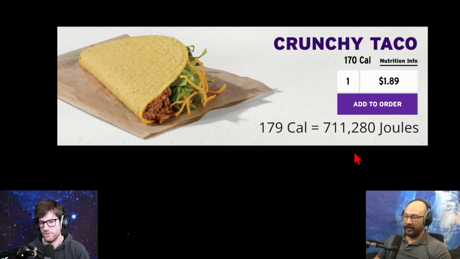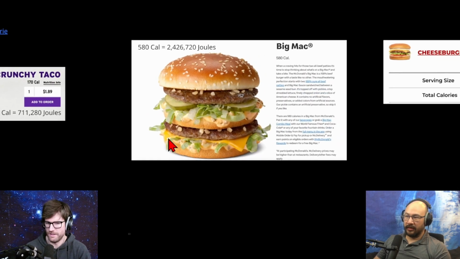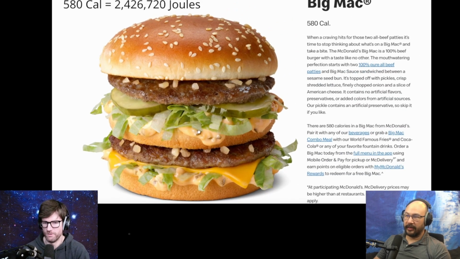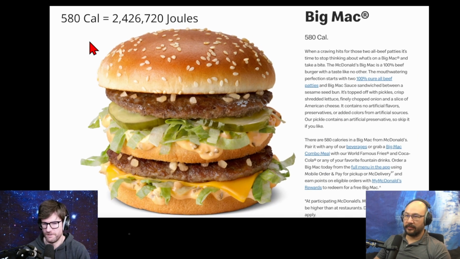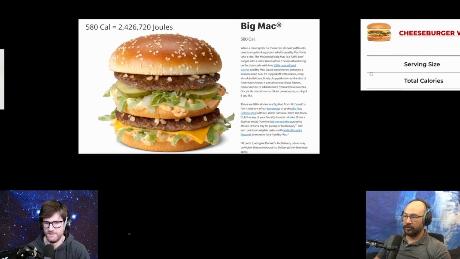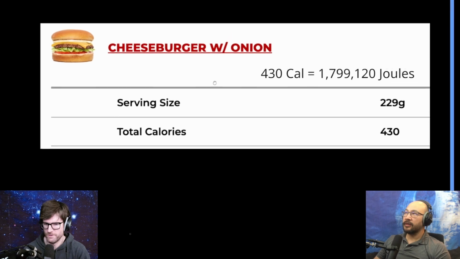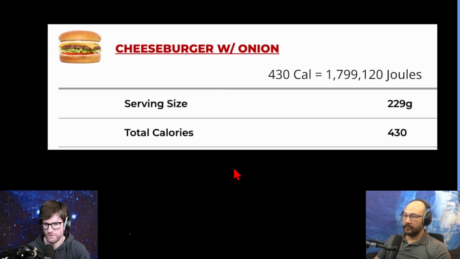Okay, so what's next? Let's look at a hamburger. A Big Mac. Here we go. We got 508 kilocalories, which is 2.4 million joules. And then the next one, cheeseburger with onions, 430 calories. That's 1.8 millijoules. That's million joules, or what is it? No, megajoules. Yeah, big M.